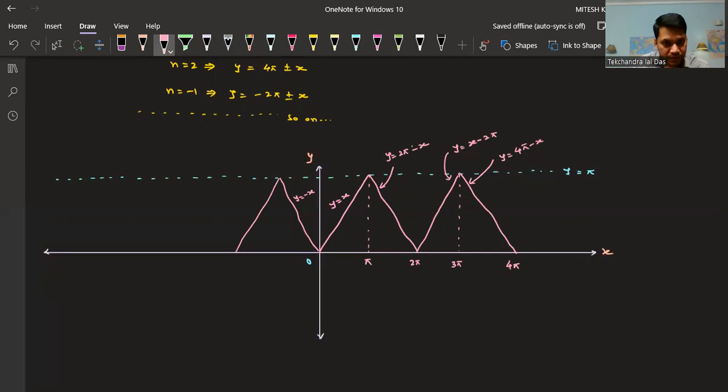Okay, and this is minus 2 pi. And this side, this is minus pi, and so on. Clearly, by seeing the graph itself, we can say this function is periodic, because this part which is 0 to 2 pi is repeating itself. You can see.